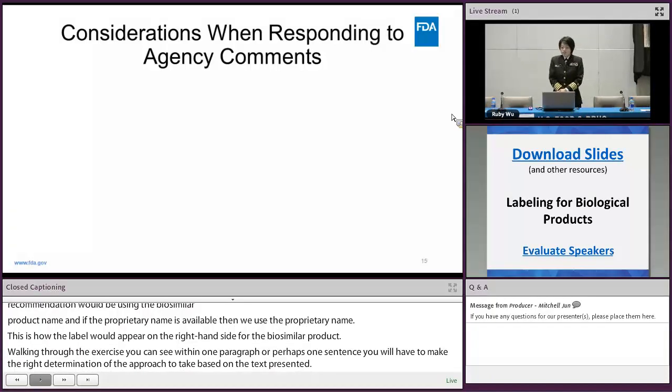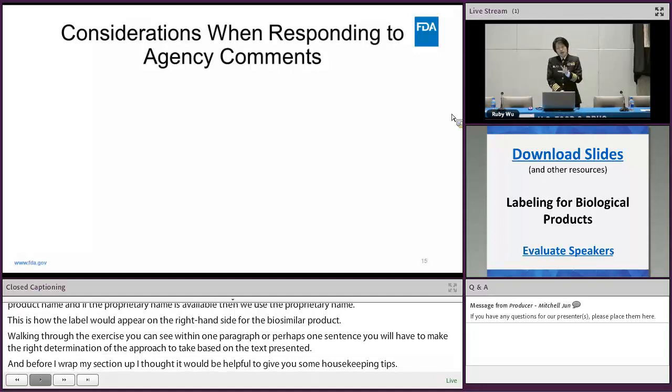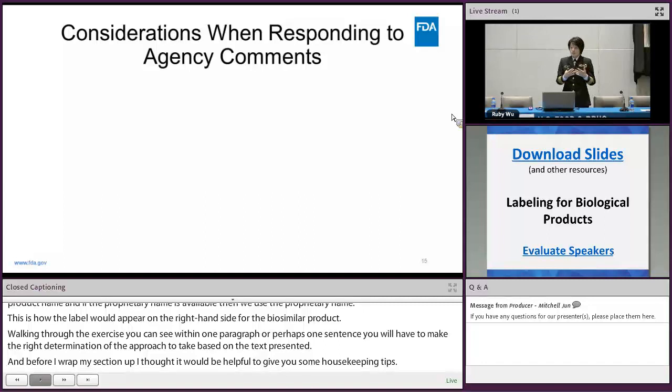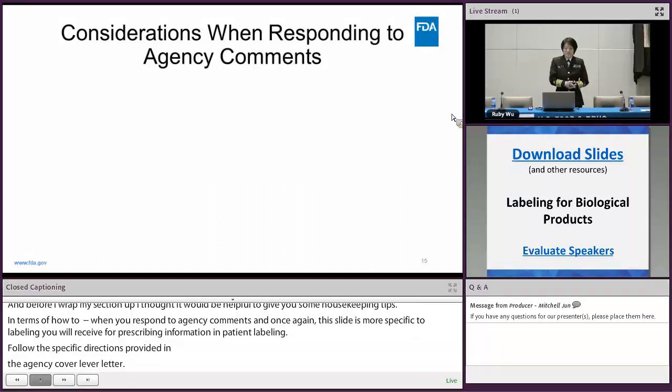So in terms of how to respond to agency comments, and once again, this slide is more specific to labeling that you will receive via track changes, for example, prescribing information and patient labeling. So once again, follow the specific directions provided in the agency cover letter. If it differs from what I'm saying here, follow the agency's letter, okay? But these are some general considerations and asks from us.